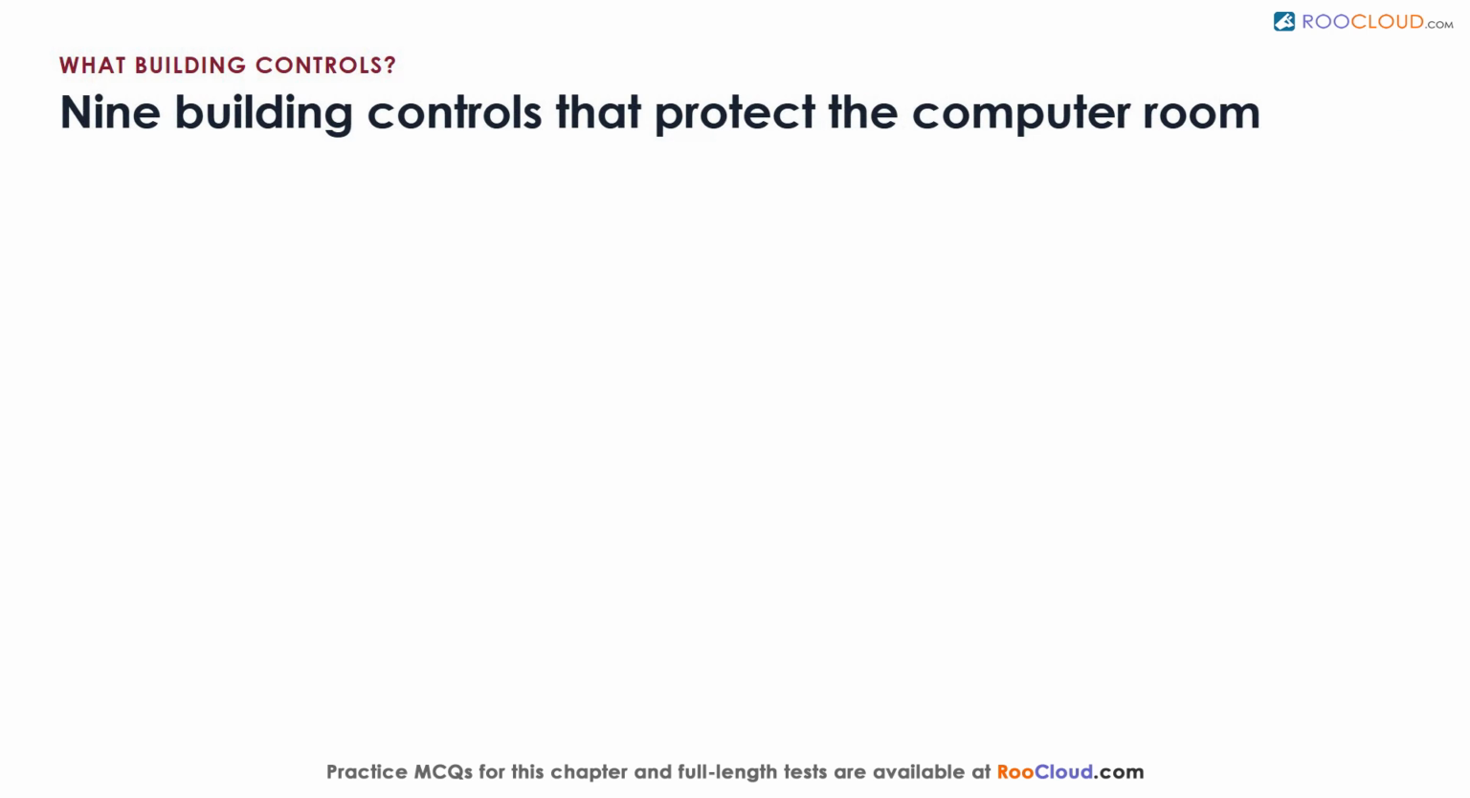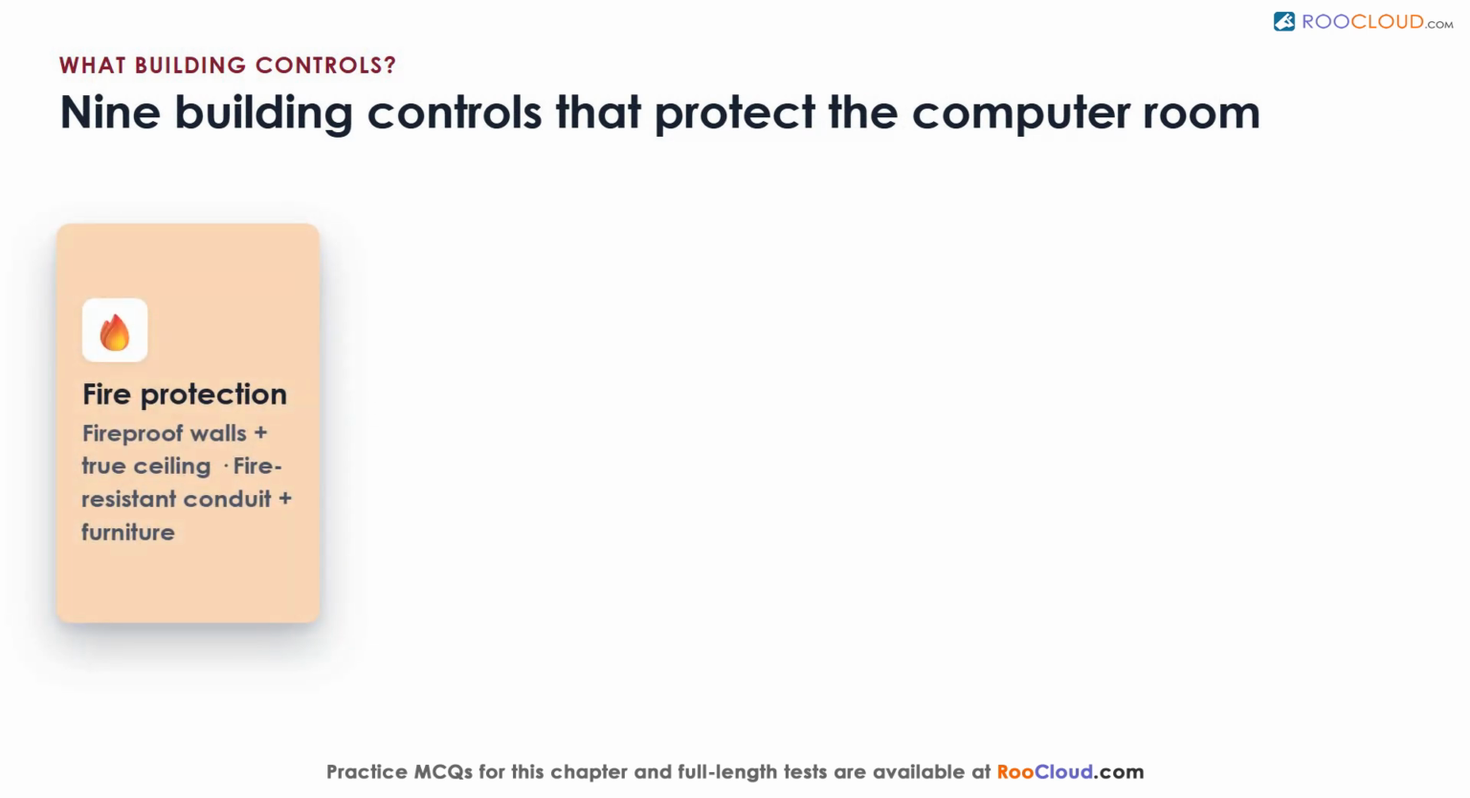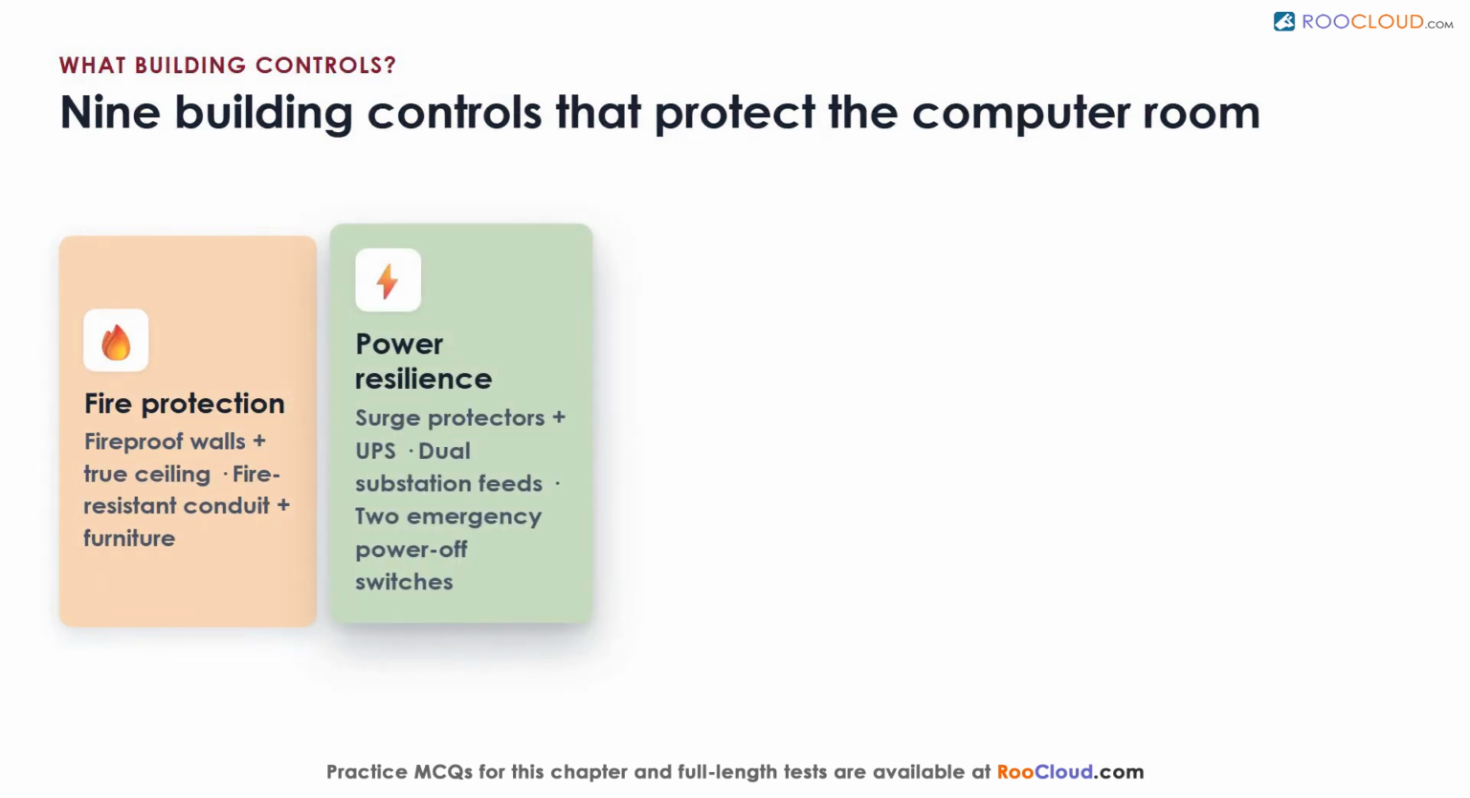What other building controls protect the room? Several work together. The surrounding walls should be fireproof, floor to true ceiling, with a solid fire rating. Surge protectors guard against power spikes. An uninterruptible power supply cleans the power and bridges short outages. You want 2 emergency power off switches, one inside the room and one just outside. Label them clearly, but shield them from accidental bumps.